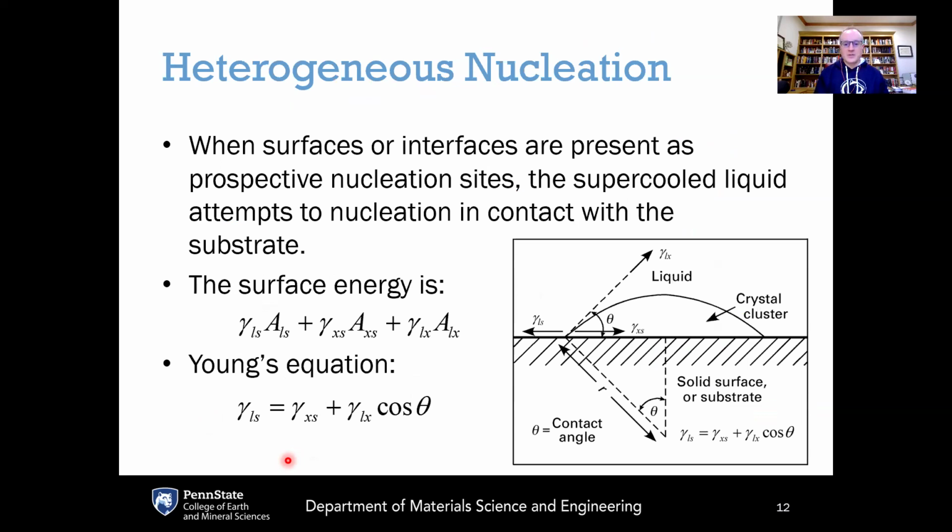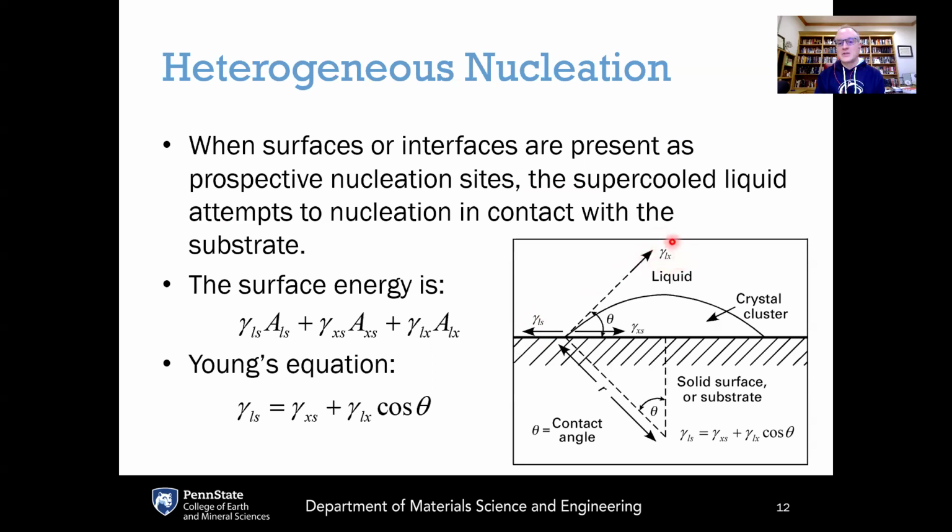If instead we have heterogeneous nucleation, then we have introduced some sort of surface or interface to the system that could potentially lower that thermodynamic barrier for nucleation. So for example, if you've got a liquid state here, L, and a nucleating crystal cluster here, X, and then some sort of solid substrate or surface here, S, then there are 3 different surface tensions that are relevant here. It's not just the one surface tension that we had in the case of homogeneous nucleation. Here now we have 3 surface tensions.